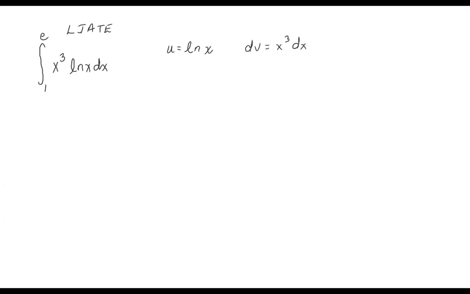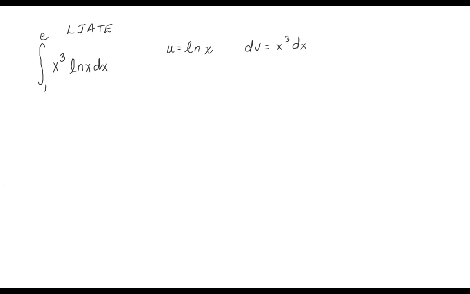Now, you might have looked at this and thought tabular integration, but remember, for tabular integration, we need 2 things to happen. We need u to be a polynomial function, which I suppose we could do. We could have done the x cubed, but then we want dv to be something easy to integrate, and ln x requires integration by parts.